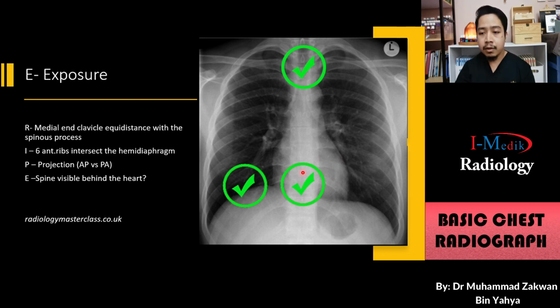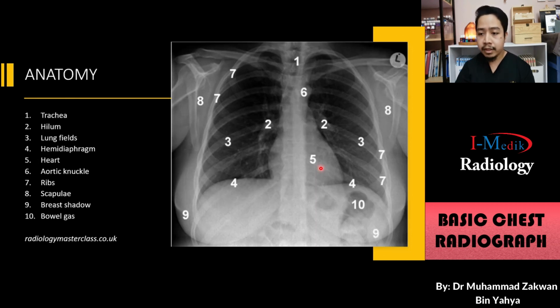Now I will talk a little bit on the anatomy of the chest radiograph. The first one, this is the trachea. Number 2, hilum bilaterally. Number 3, lung fields, which we need to assess. Later I will talk in more detail regarding the lung fields. Number 4, the hemidiaphragm, right and left.